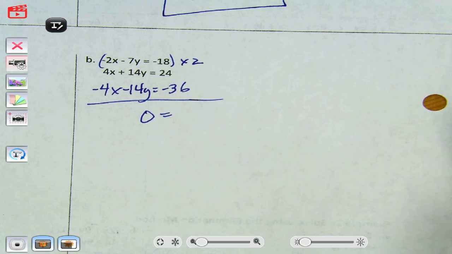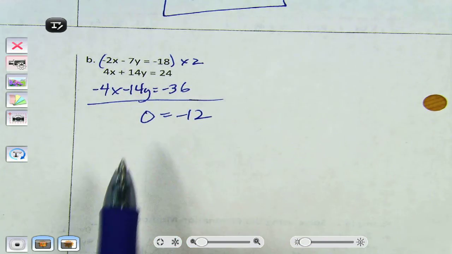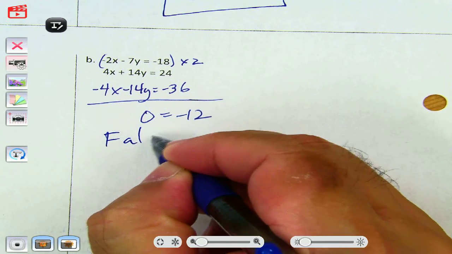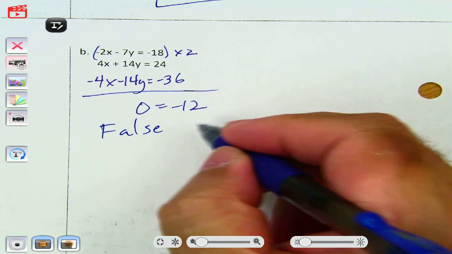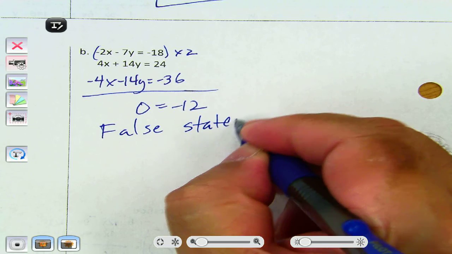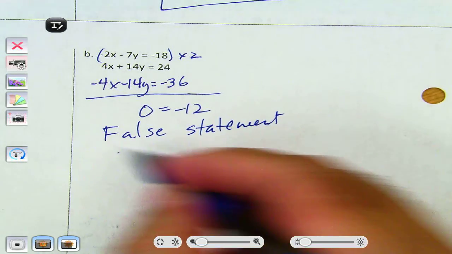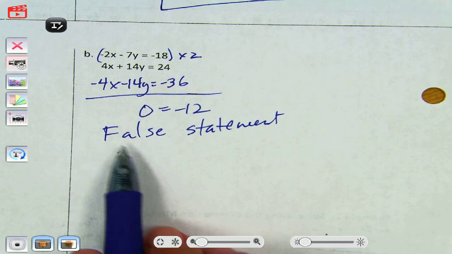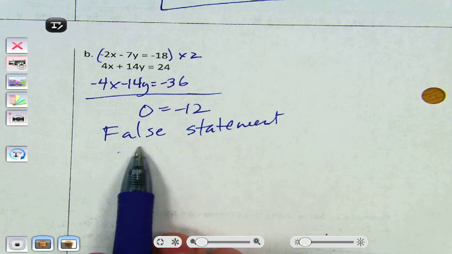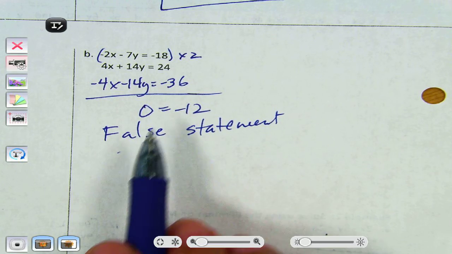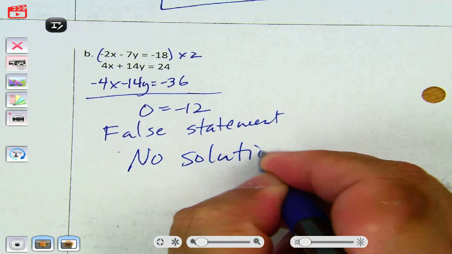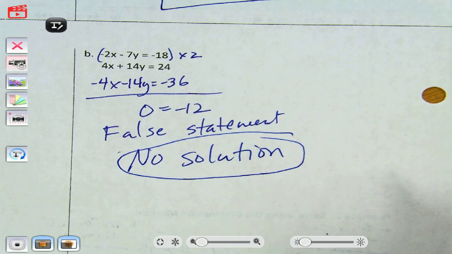What's 24 plus negative 36? Negative 12. Is 0 equal to negative 12? No. This is a false statement. So the answer is no solution. False statement is not part of the answer, okay? This is just me emphasizing that this is false. So you don't need to write false statement on your paper. The answer is no solution.